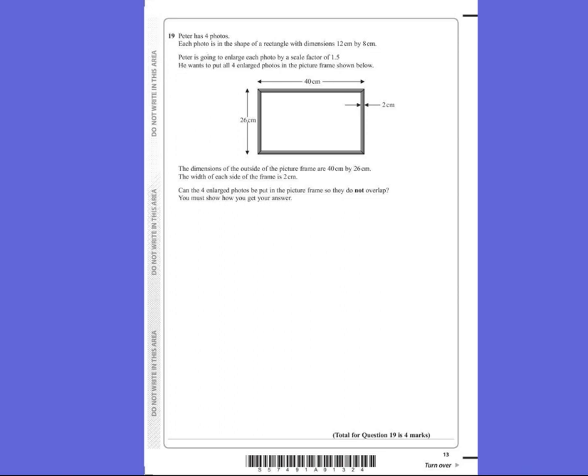So the first thing we need to do is figure out, 1, how big the photos are going to be, and then 2, figure out if we've got enough space to fit them in. So I'm going to work out the length and width, so we need to times these by 1.5. 12 times 1.5 is, we can just do 12 times 1, which is 12, and then a half of 12 is 6. Add them together, that would be 18 centimetres. And then 8 times 1.5, again, 1 times 8 is 8, and a half of 8 is 4. Add those together is 12 centimetres. So our enlarged photos are going to be 18 by 12.